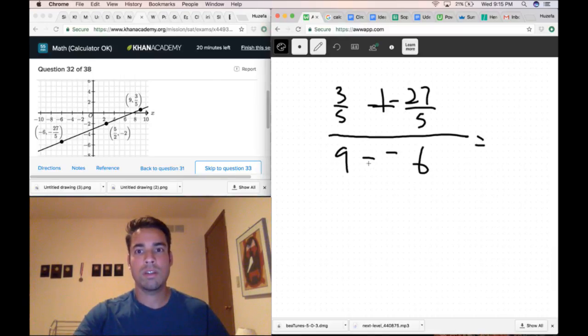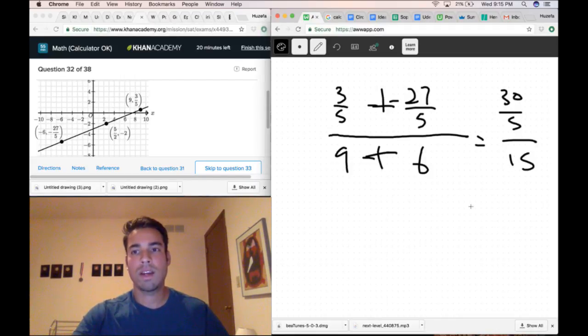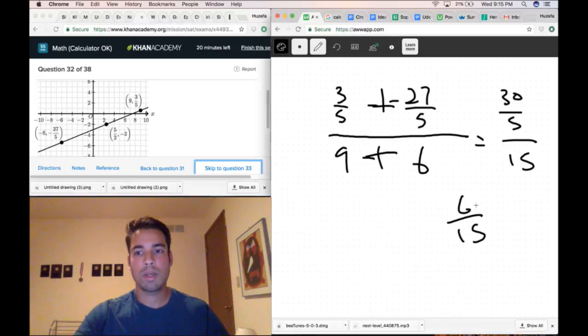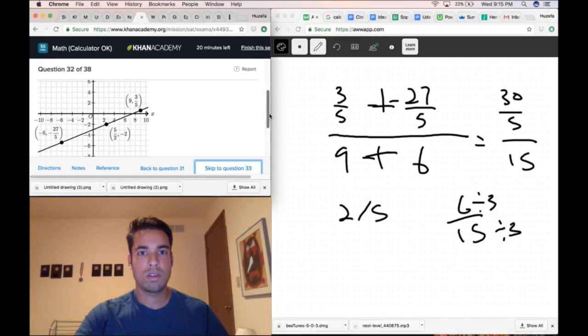This becomes a plus. This becomes a plus. So this is 30 over 5 over 15. 30 over 5 is just 6 over 15. Oh, and that reduces. Divide both by 3. And it's 2 over 5. 2/5.